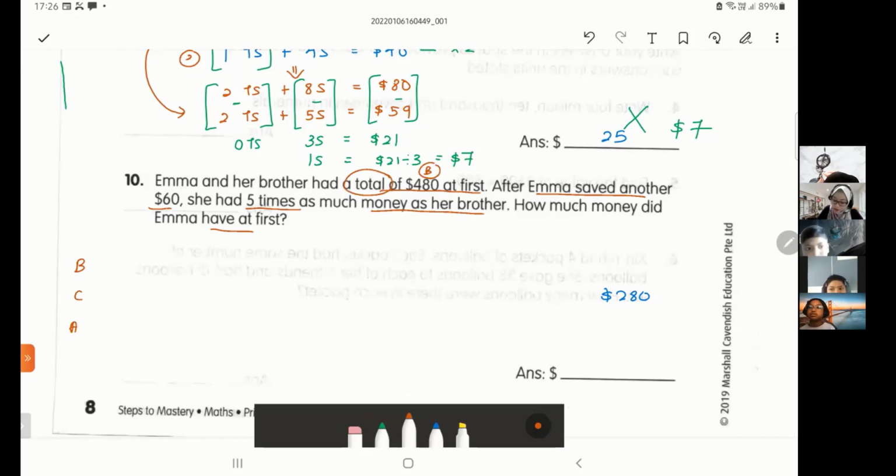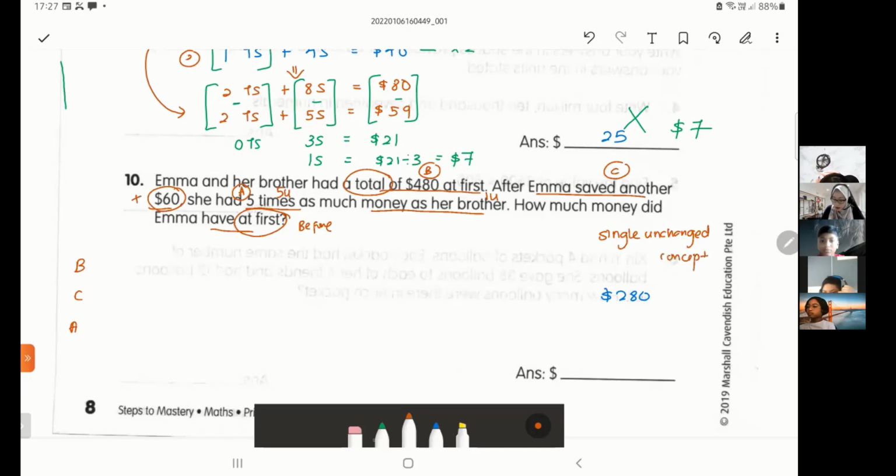After Emma saved another $60. So this is my change, saving. Who saved? Only Emma saved an extra $60, plus 60. Then the comma, this is my after. After that, she has 5 units as much as the brother's 1 unit. How much money does Emma have at first? Okay, means our before information. This is a single unchanged concept.